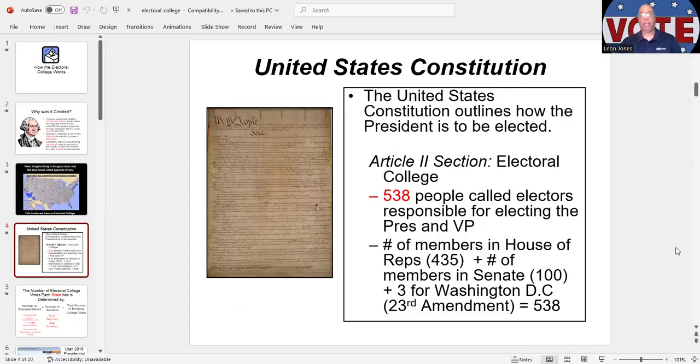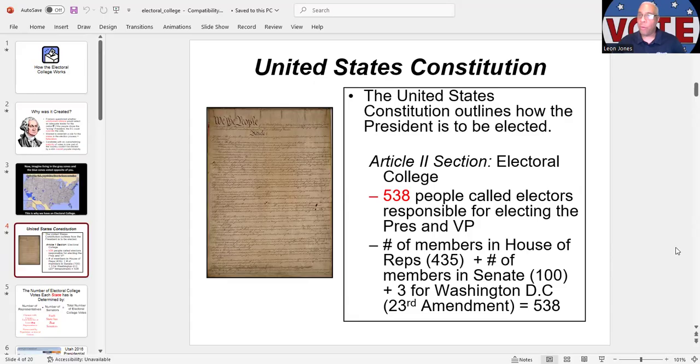Now, the United States Constitution, again, outlines how the president is to be elected. Article 2, section, it says the Electoral College. You have 538 people called electors responsible for electing the president and vice president. So basically, you have a number of members in the House that totals 435, and a number of members in the Senate, which totals 100.